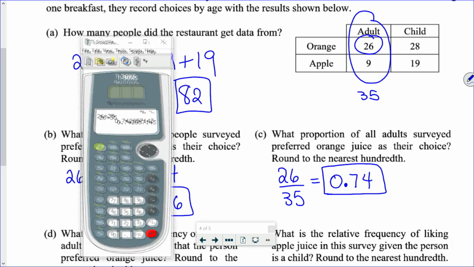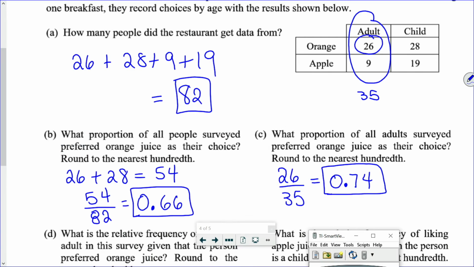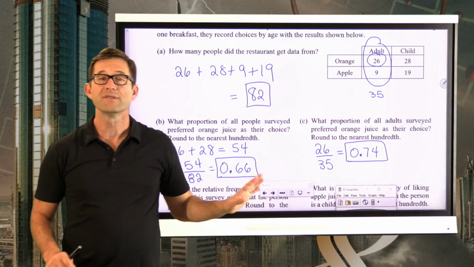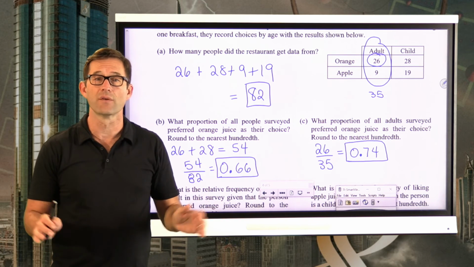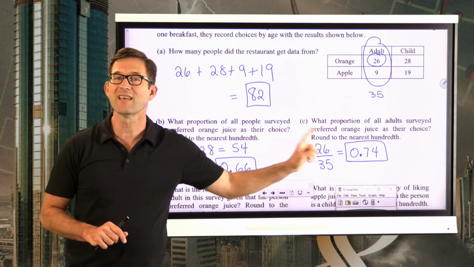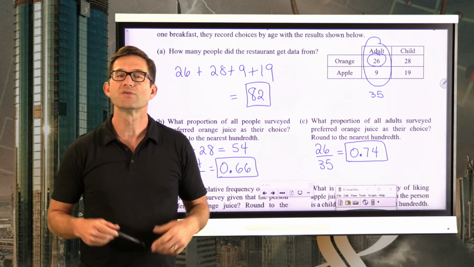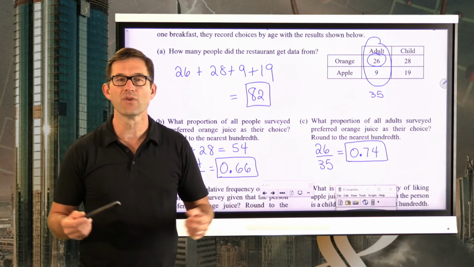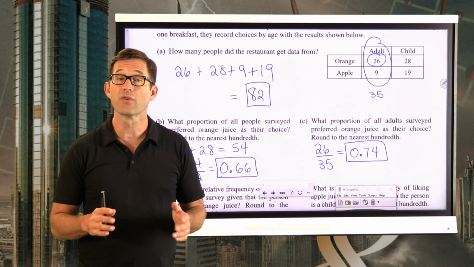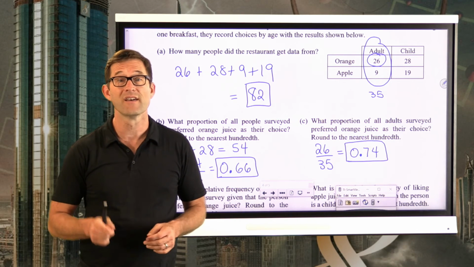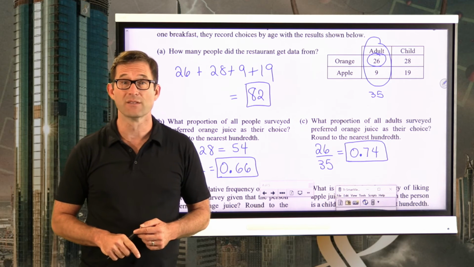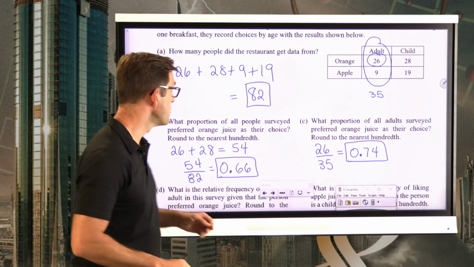So again, thinking about this and talking about it in terms of percents, I find is quite helpful. 66% of all those surveyed preferred orange juice, but 74% of the adults preferred orange juice. So a greater percentage of adults preferred orange juice than the group as a whole, which probably means a smaller percent of the kids preferred the orange juice. But let's keep going.